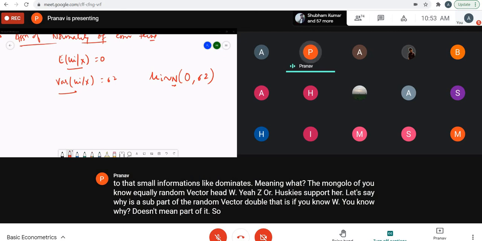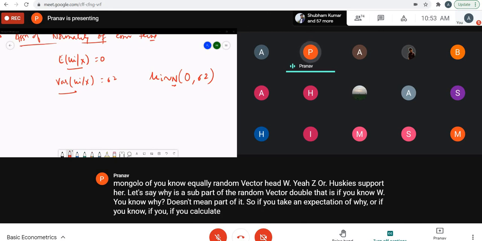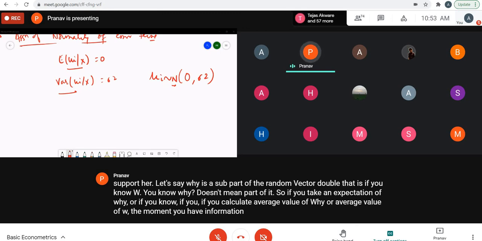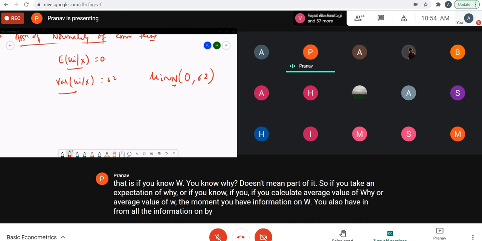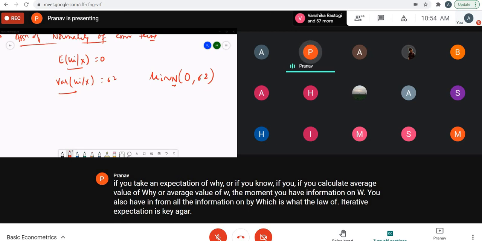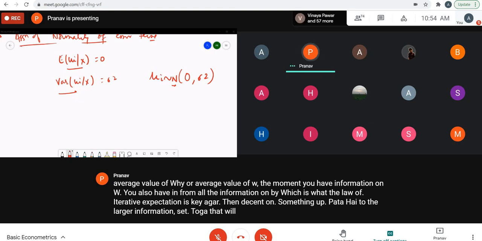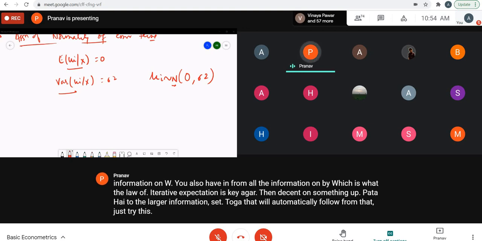So if you take an expectation of y, or if you calculate the average value of y or the average value of W, the moment you have information on W, you also have all the information on y, which is what the law of iterated expectation is. कि अगर conditioned on something आपको पता है, तो जो larger information set होगा, that will automatically follow from that. Just try this. नहीं होगा, I'll solve that.